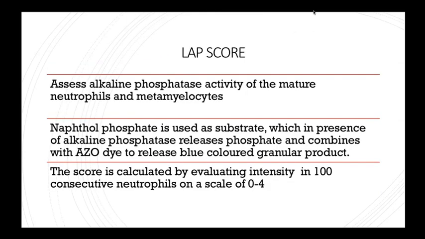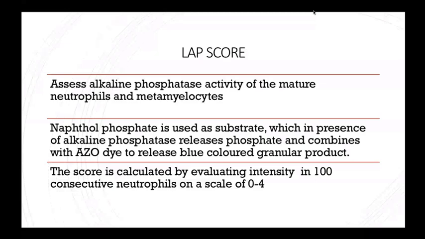Now coming to LAP score. LAP score basically assesses the alkaline phosphatase activity of mature neutrophils and metamyelocytes. It works on the same principle: you add substrate and enzyme, which in the presence of a dye will give a colored reaction product.